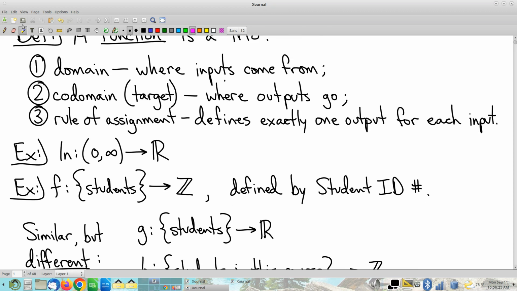Okay, so here's an example. The first thing I'll point out, the natural log function. A lot of people think, okay, log, that's the thing with the exponents and stuff, right? Okay, that's the formula. That's the rule of assignment.